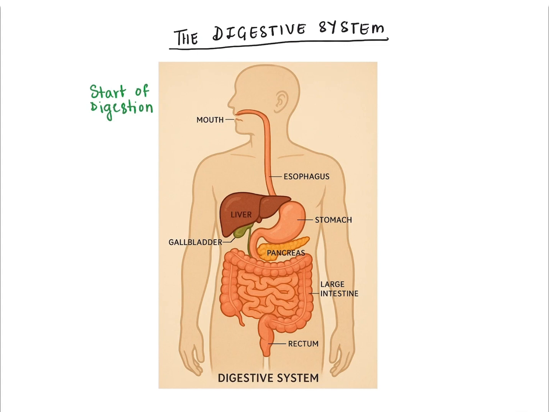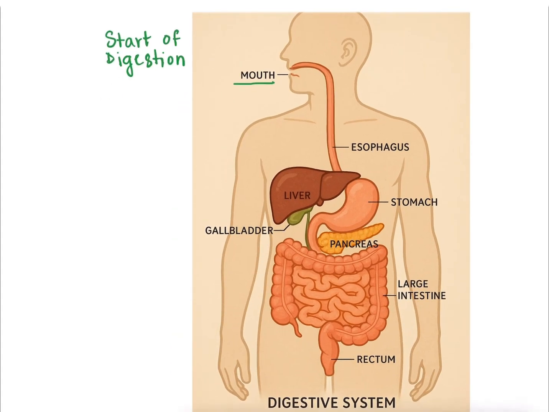So before we even start, let's look at what digestion is. Okay, we know it starts in the mouth, but what is digestion actually? What's the definition? Digestion is the process where our body breaks down food into smaller parts so it can absorb nutrients and get rid of the waste.